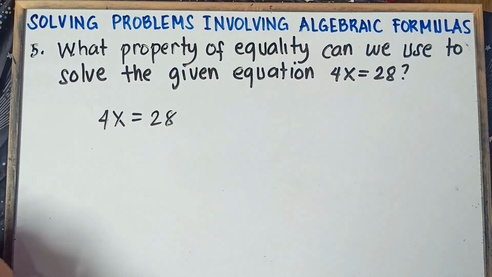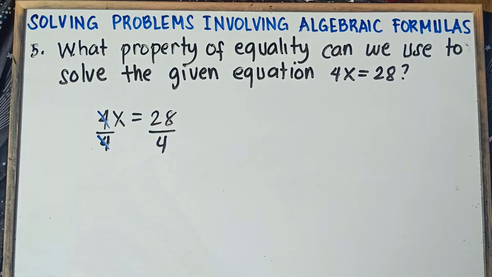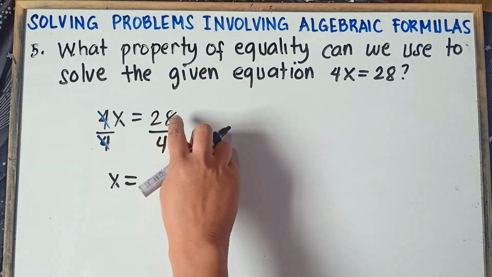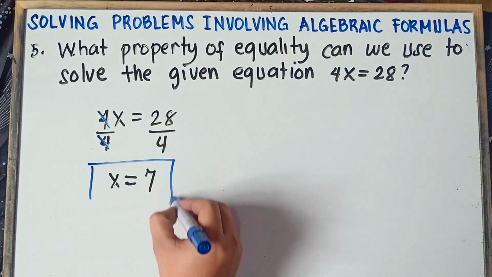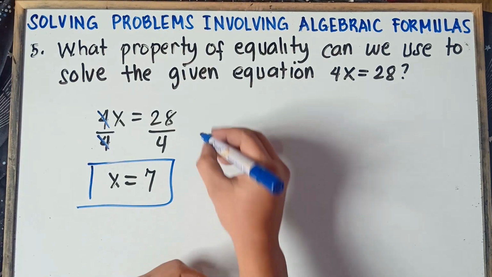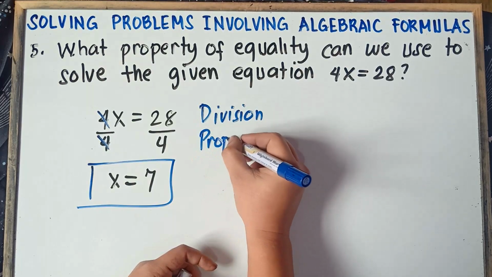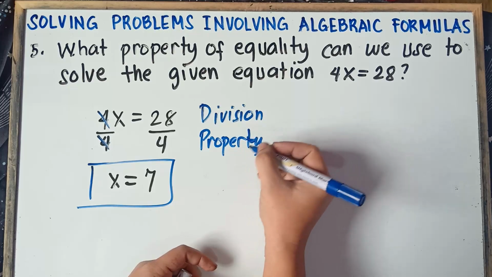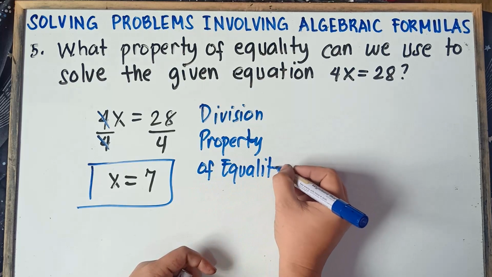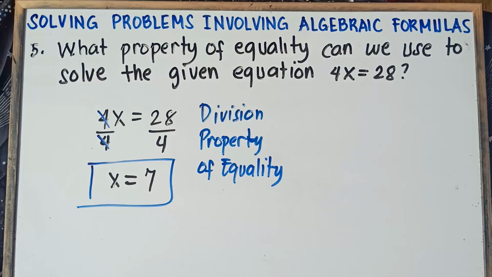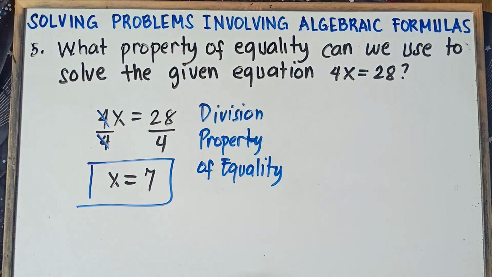We can divide both sides by 4 so that we can cancel this out. And then we find the value of x. And then x equals 28 divided by 4, that would be 7. So therefore, class, x is equal to 7. Alright, and this is what we call division property of equality. So for me, class, it's better to use division property of equality if you have this kind of equation. Alright, and then we can also use this one, class, multiplication property of equality.